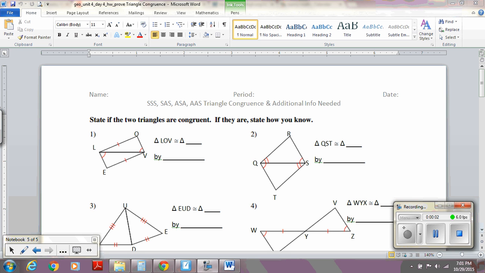Unit 4, Day 4, Homework Tutorial. I will work through the odd problems with you to help. We're going to state if the two triangles are congruent or not, and if they are, state our reason.